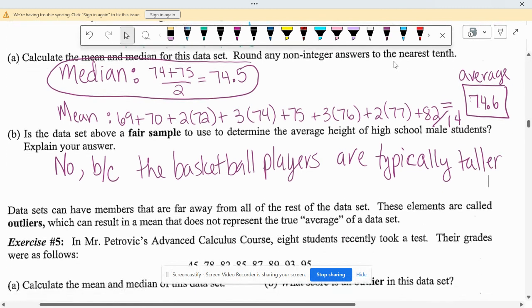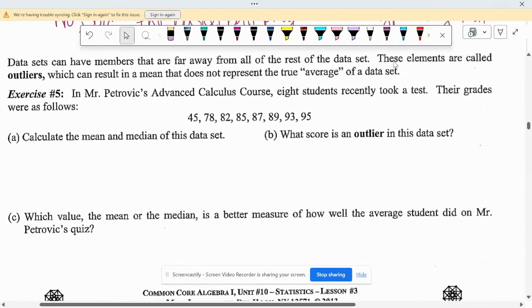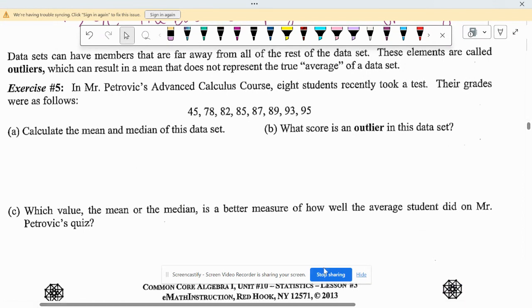All right, this last one, I'm not going to go through. I'm going to just post out the filled out notes because I want to get you guys started on your homework.